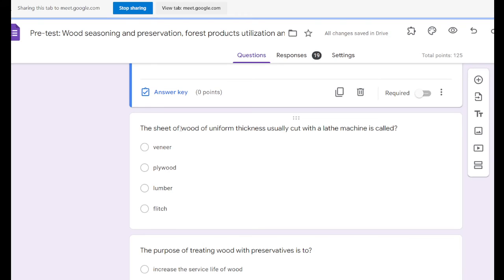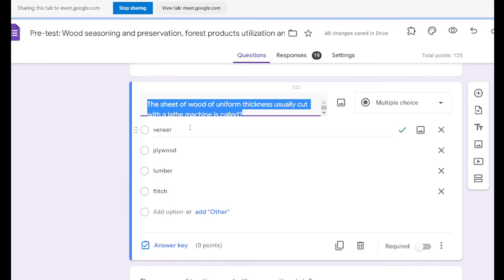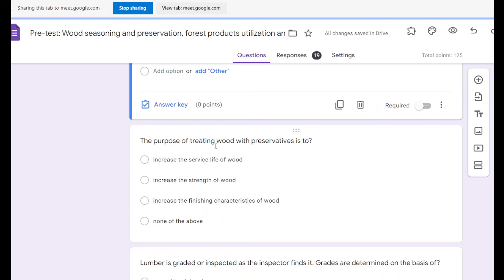Veneer, sir. Yeah, that is veneer. Okay, veneer, ano siya?